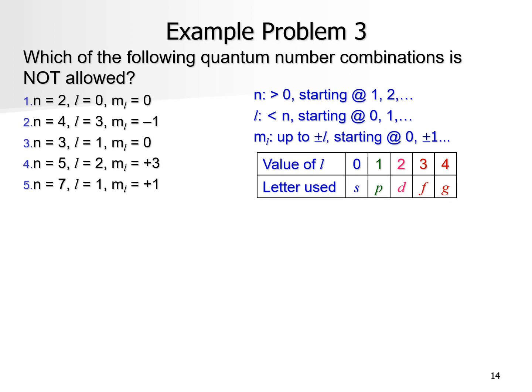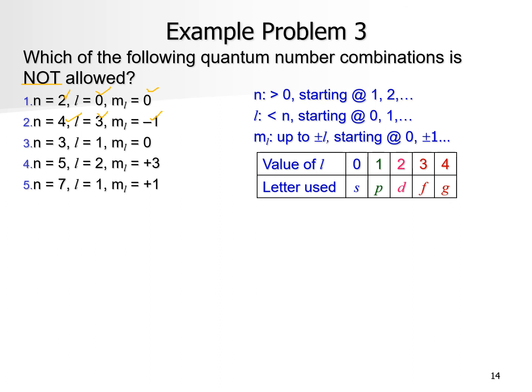All right, the question wants to see which one is not allowed, right? So what about the first choice? 2, that's good. L equals 0, less than 2, so that is good. M sub L, 0, so that's good. All right, N equals 4, good, as long as it's a positive whole number for N. L less than 4, that's good. M sub L, a number that's within -3 to +3, so that's good.